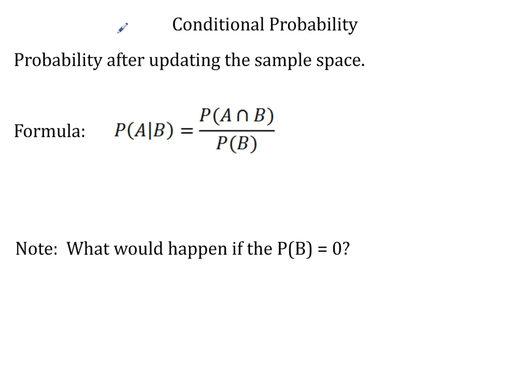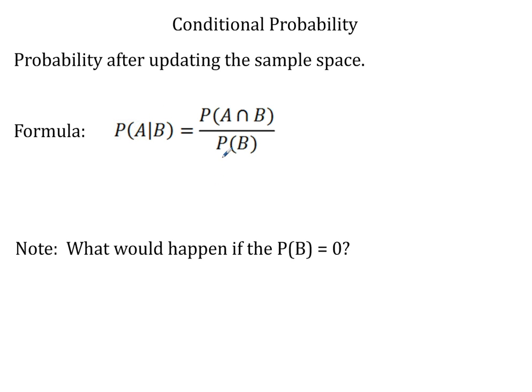Like if you're choosing names from a hat and you pick one person and you don't put it back, that now updates your sample space to where it has one less name, so your probability is going to be different. So the formula for conditional probability looks like this. You need to know the probability of A and B and the probability of B to figure out the probability of A given that B has happened.